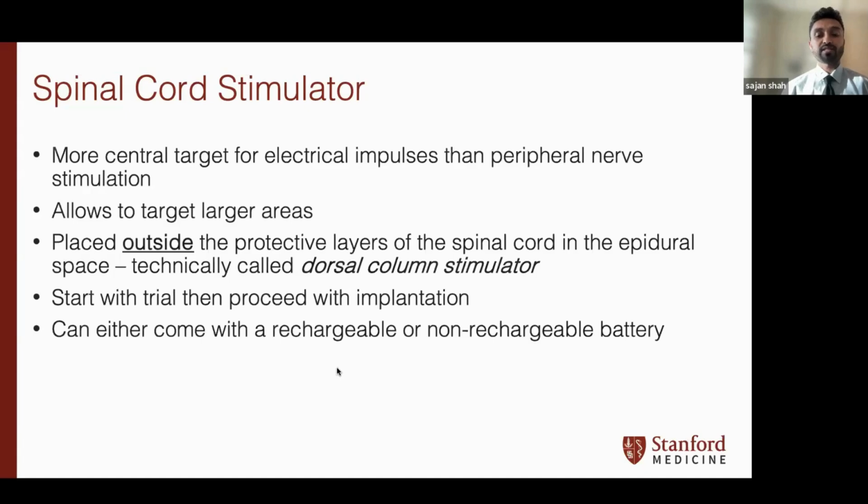There's a whole field that exists in developing the types of electrical impulses that are sent. There are modes with paresthesia, modes where you don't feel anything, modes that respond to changes in electrical impulses in your body, and more. And more research just keeps coming out in this space on how we can optimize these electrical signals to take advantage of the gate control. These also come with rechargeable or non-rechargeable batteries based on the patient.